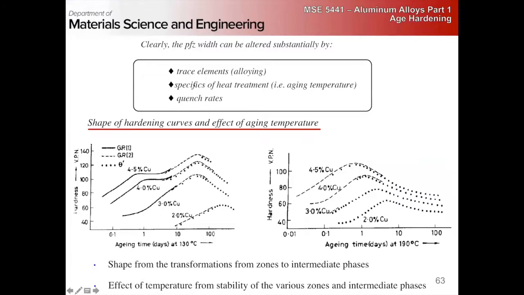trace elements that we alloy with, the specifics of our heat treatment, where we quench from, and what our aging temperature is. Remember, where we quench from gives us the vacancy concentration that we're starting with. And then our quench rates. If we quench too slowly or cool too slowly, we eliminate our supersaturation of vacancies.